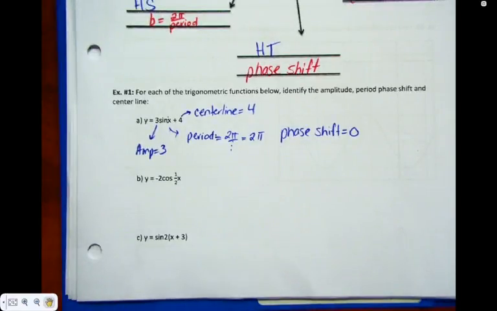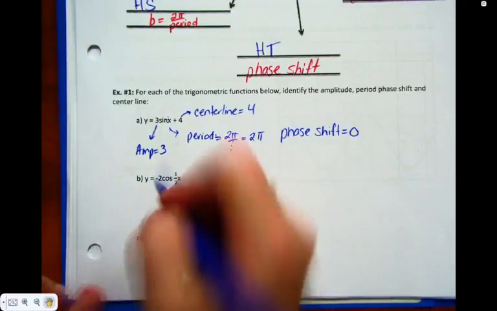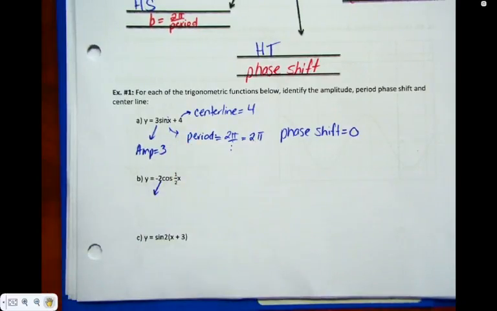Again, doesn't matter if it's sine or cos, they're all called sinusoidal. We grab the number in front, it's the amplitude. Now you need to be careful a little bit when there's a negative, because the amplitude is a distance. It's a distance from the middle line or the center line to a max or to a min, and a distance can never be negative. So we never say an amplitude is -2 because it's a distance.